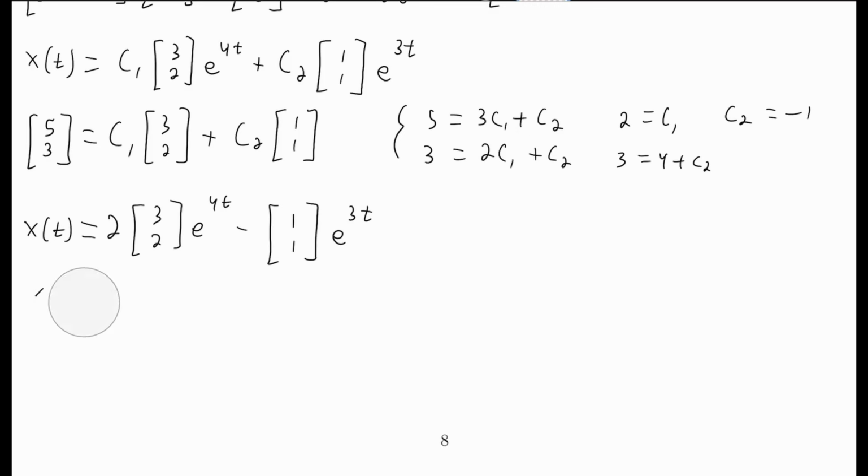I'll just write these as two completely separate equations. x of t now is just the top piece. So multiplying out along the top here, we're going to get 6e to the 4t minus e to the 3t. And then the bottom part of that will be y of t equals 4e to the 4t minus e to the 3t. We can go ahead and check this against our options for solutions here. And it looks like this is going to match option C.